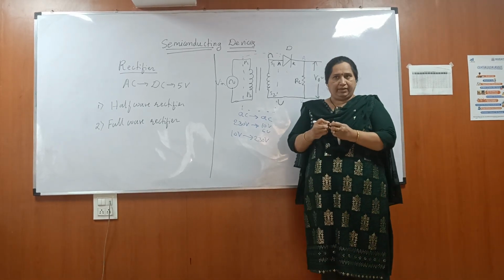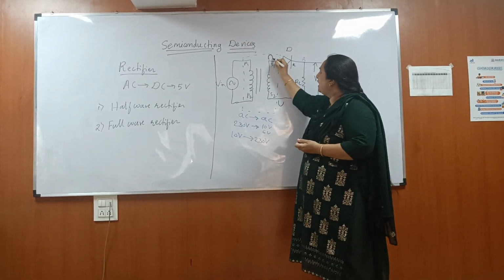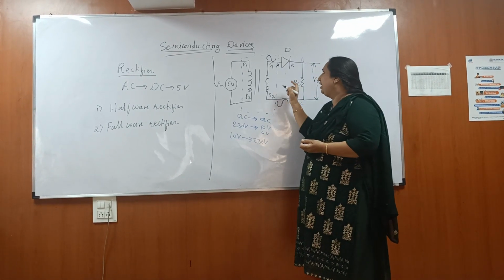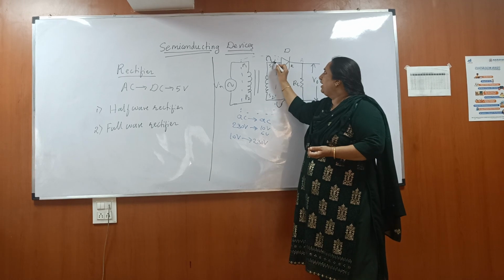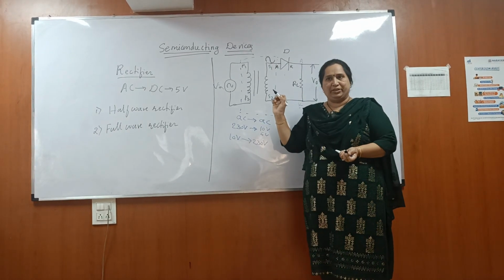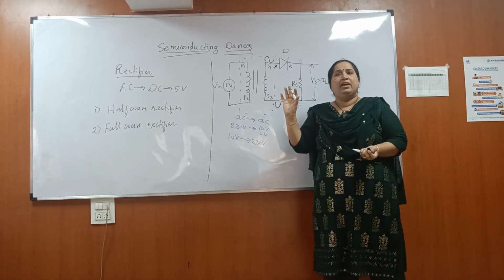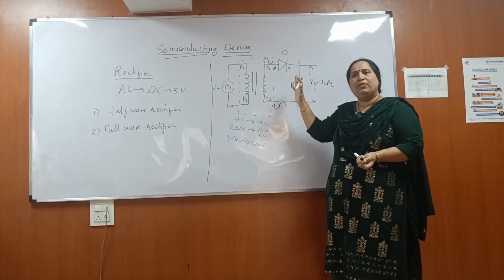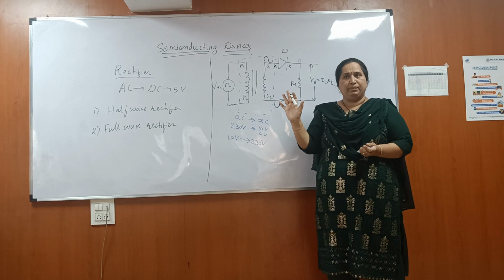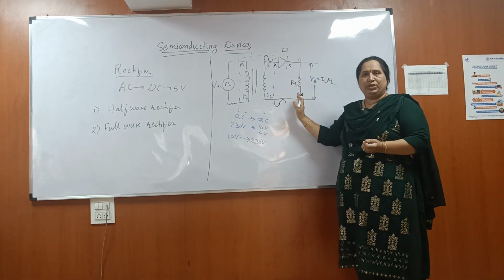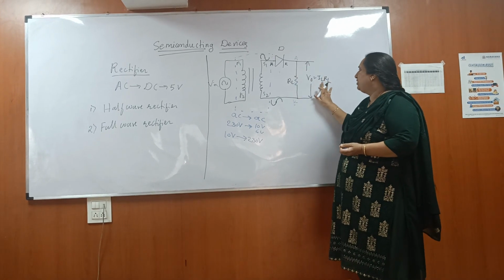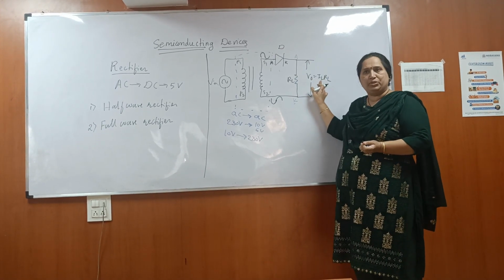During the next half cycle, when S1 is at negative potential and S2 is at positive potential, the anode is connected to negative potential. So now the diode is in reverse bias. In reverse bias, the resistance of the diode is infinity in the ideal case. So current cannot flow through this diode. So the output voltage across the load resistance is 0 because the current is 0.